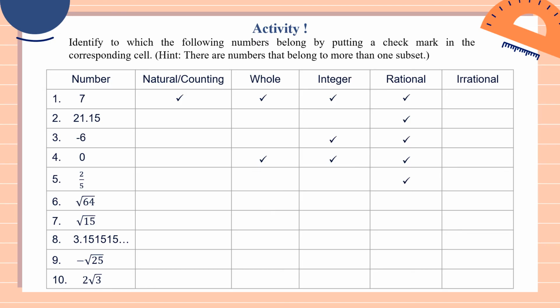Alright, so number 6 is the square root of 64. Is 64 a perfect square? Yup, 64 is a perfect square. What would be the square root of 64, class? That's correct. The square root of 64, we can write our answer. What's the answer, class? That's correct. That would be 8.